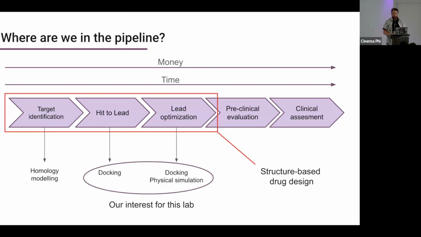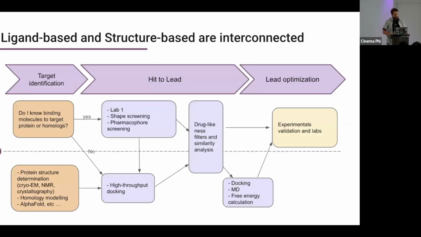but all the talk that we're going to have can be applied to the physical simulation that you can run in the lead optimization phase. So, as I basically said 2 minutes ago, ligand-based and structure-based design are hugely interconnected. From target identification, you can start by screening ChEMBL or another dataset to grab a lot of ligands that you know are going to bind the target.